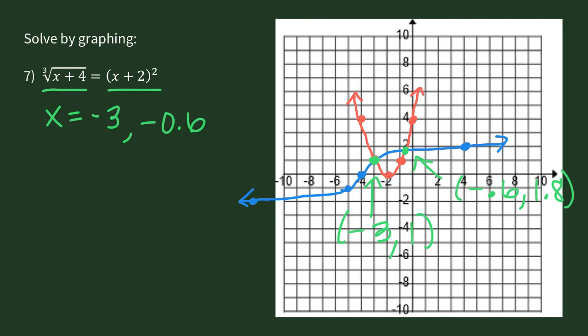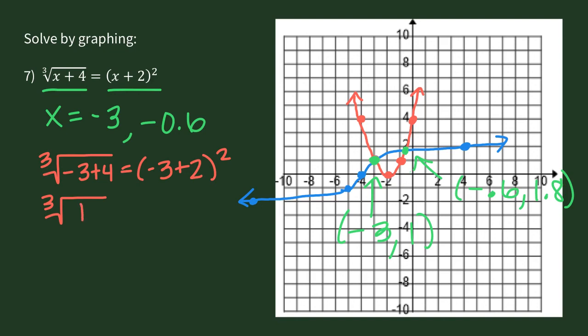So I'm going to check -3. So I'm going back to the original equation and just plugging -3 in for x. -3 plus 4, so now I'm just simplifying each side, is 1. And then -3 plus 2 on this other side is -1. Cube root of 1 is 1, and -1 squared is 1. So yes, that one works. I'm just going to put a little check mark next to that.